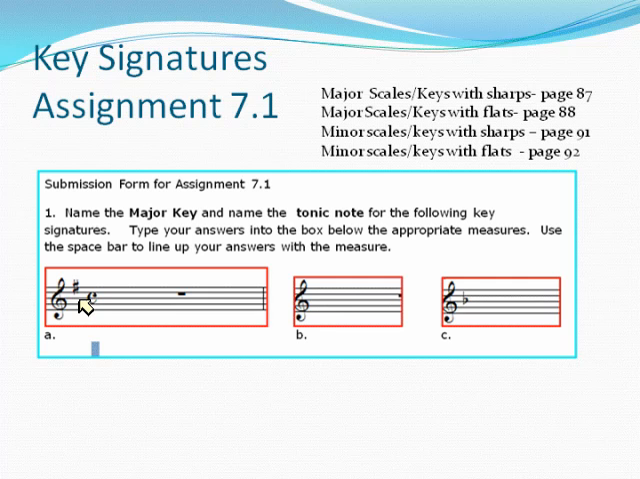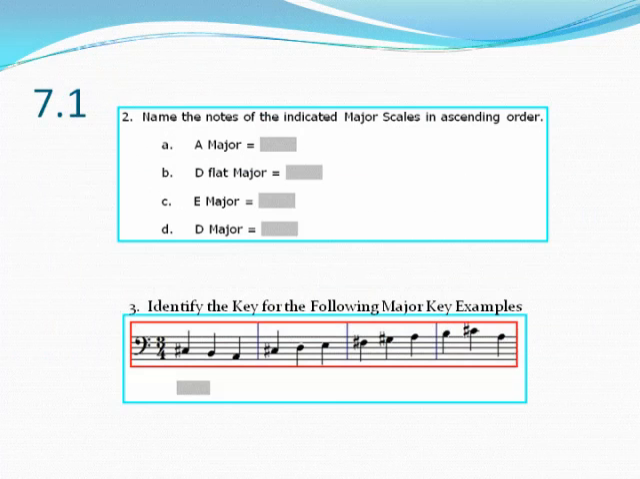So if it's the major key, which is G major, the tonic note is G. So that's all you have to write in on these. Very simple. That's the first part of assignment 7.1. Second part says name the notes of the indicated major scales in ascending order. That just means you're going upward. If it's a C major scale, it's C, D, E, F, G, A, B, C, going upward.